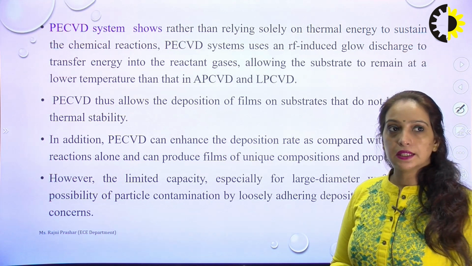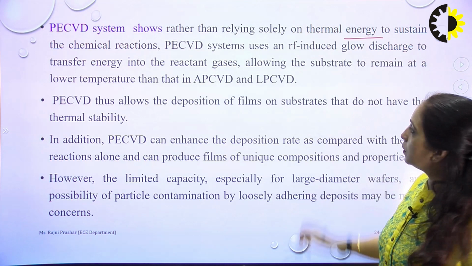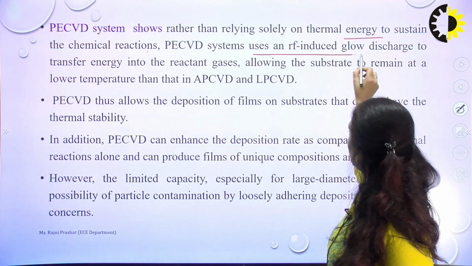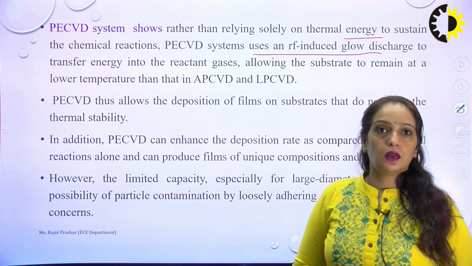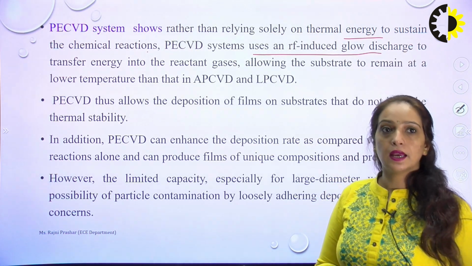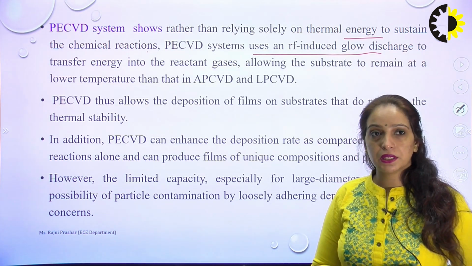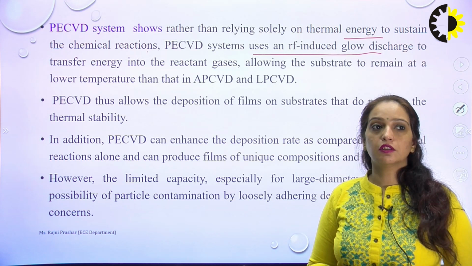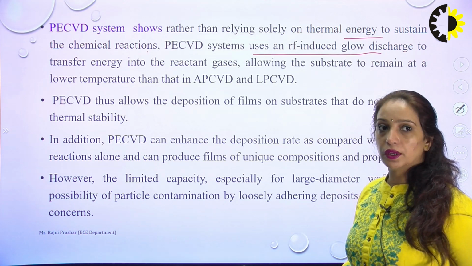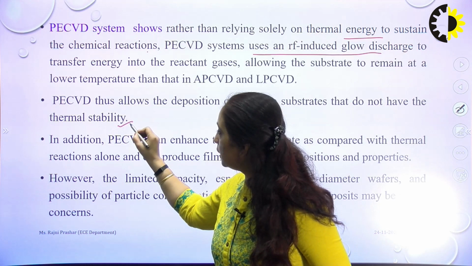Next we have the PECVD system. Rather than relying solely on thermal energy to sustain the chemical reaction, the PECVD system uses an RF induced glow discharge. The energy is transferred into the reactant gases, allowing the substrate to remain at a low temperature compared to the APCVD and LPCVD processes. Plasma enhanced chemical vapor deposition allows the deposition of films on substrates that do not have thermal stability.